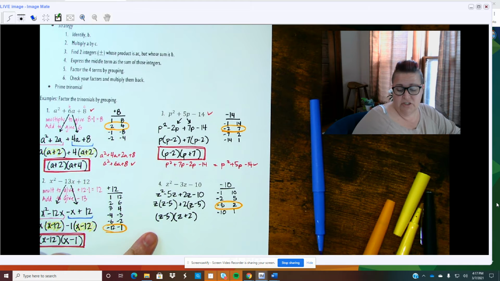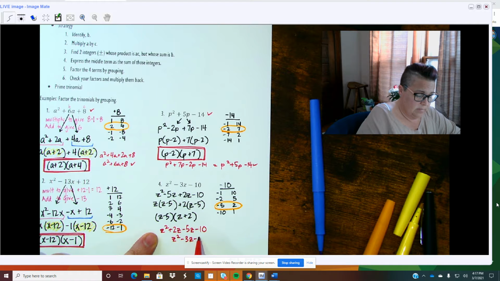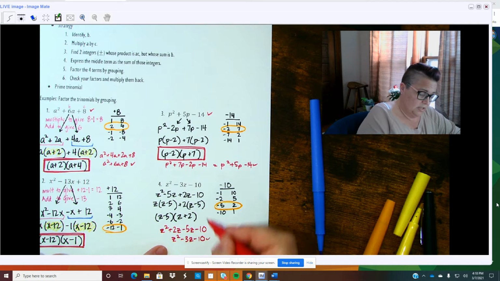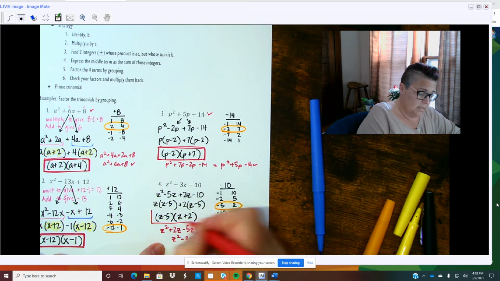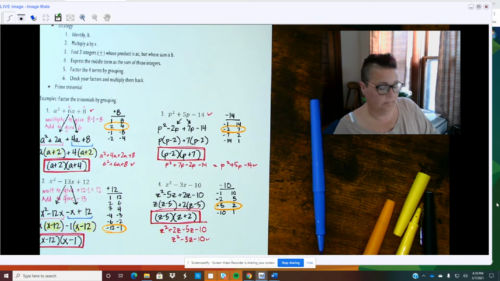Again, I can check my work by multiplying back. The first is z times z is z squared. The outside is 2z. The inside is a minus 5z, and that's minus 10, or z squared minus 3z minus 10. And that checks with that. So this is the factorization of that trinomial.